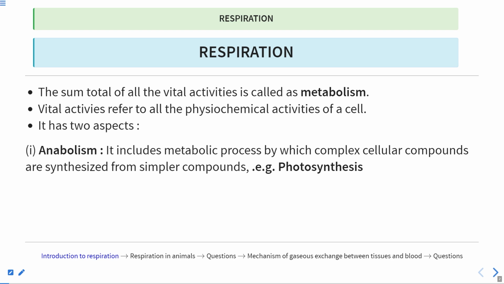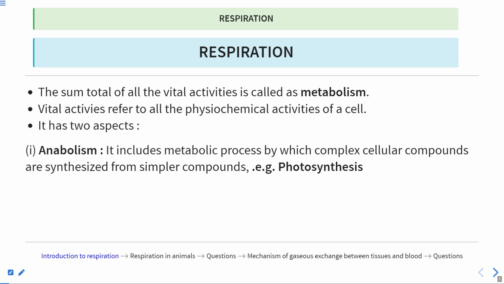Initially I will give you a brief introduction about this topic. What is respiration, what is metabolism, and what does metabolism include? Then later on we'll be studying the process of respiration, and then the types of respiration. There are two types of respiration, anaerobic as well as aerobic respiration.